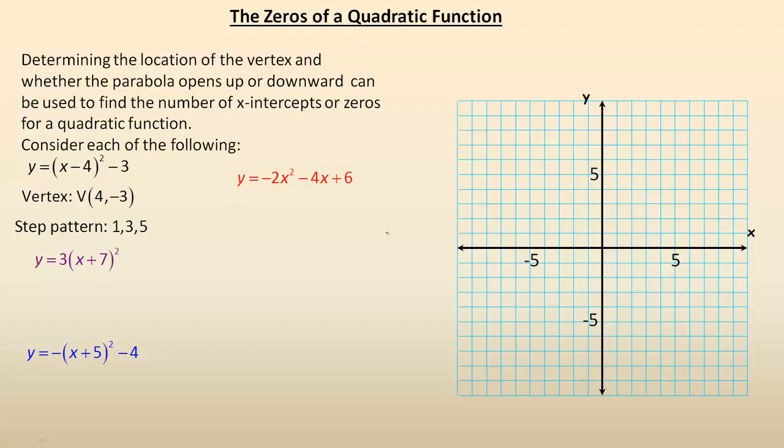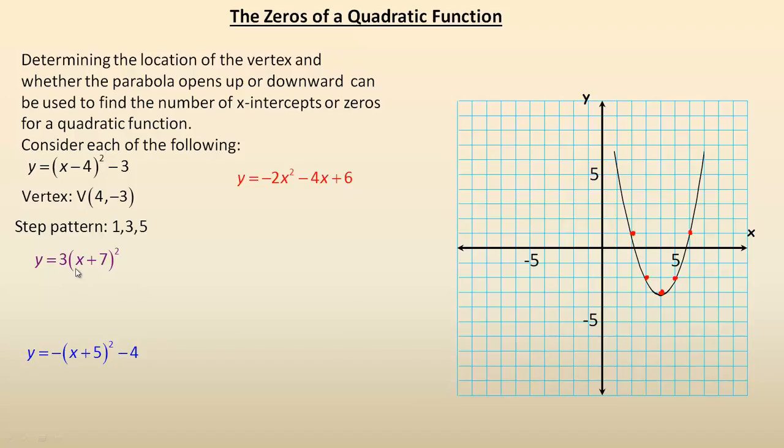So if we were to plot this, if we go over to 4 and down to negative 3, and the step pattern is 1, so remember that means you go over 1, you go up 1, left 1, same thing. From each of those, if you go over 1, you go up 3, and the same thing on this side. And I could do the 5 as well, but I won't bother. So that's what that one looks like. And so notice its vertex is below the x-axis and it opens upward, so there are 2 zeros to it. That's what we're focusing on, how many x-intercepts or how many roots or how many zeros there are.